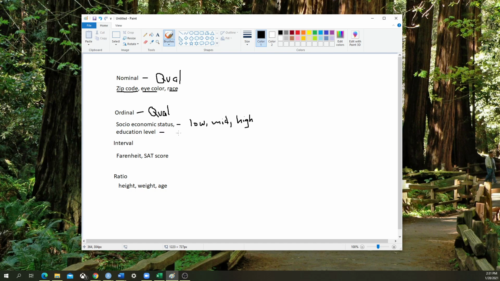Same thing with education level. So let's say you have a high school degree, a bachelor's degree, or a master's degree. I cannot add two high school degrees together to equate to one bachelor's degree. And I can certainly not subtract one bachelor's degree from a master's degree and have that equal a high school degree. However, I can put them in the order that you would achieve these degrees, and that would make sense. So a high school degree would come first, then a bachelor's degree, and a master's degree.